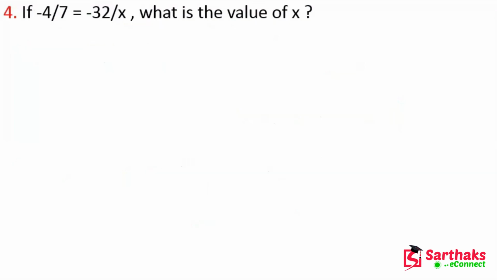So the next question is, if minus 4 upon 7 is equal to minus 32 upon x, we have to find the value of x. We can easily find it like this. First of all, this minus and this minus will cancel. So we get 4 upon 7 equals 32 upon x.